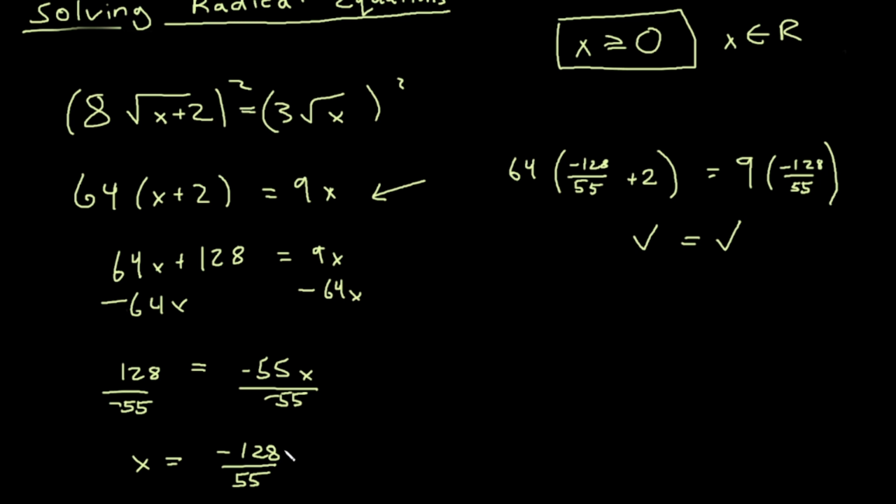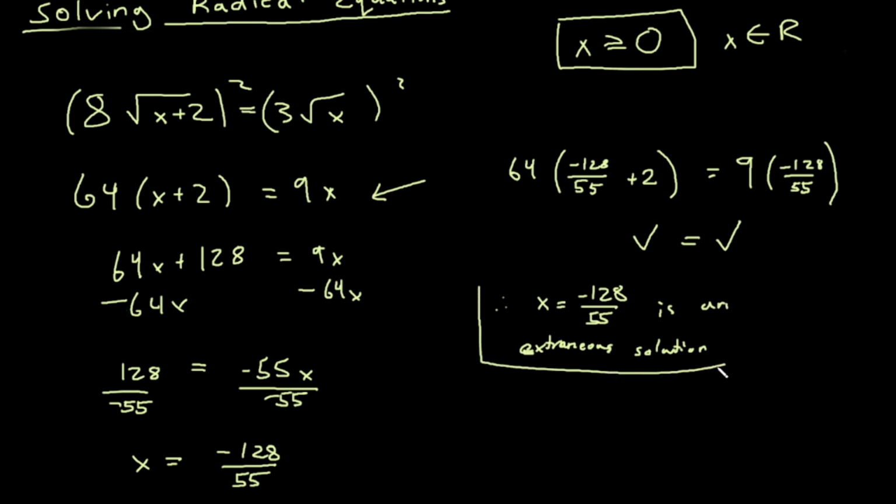So in this case, since this doesn't fit our original equation nor our restriction, we just say, therefore, x is equal to negative 128 over 55 is an extraneous solution. And we can box this out.